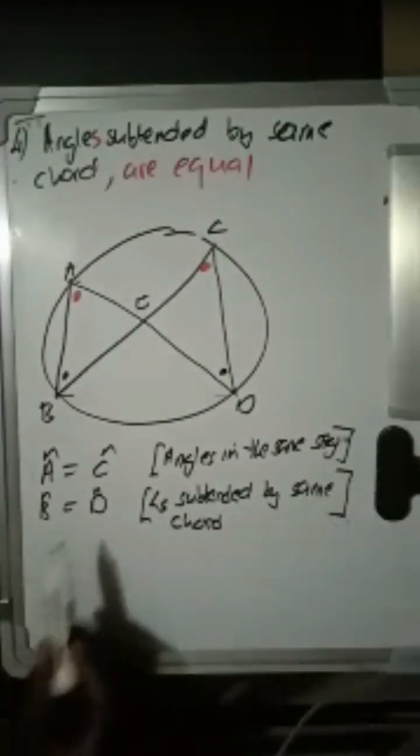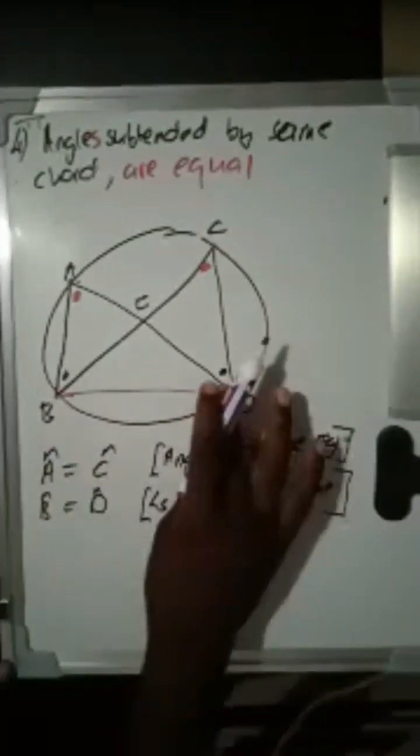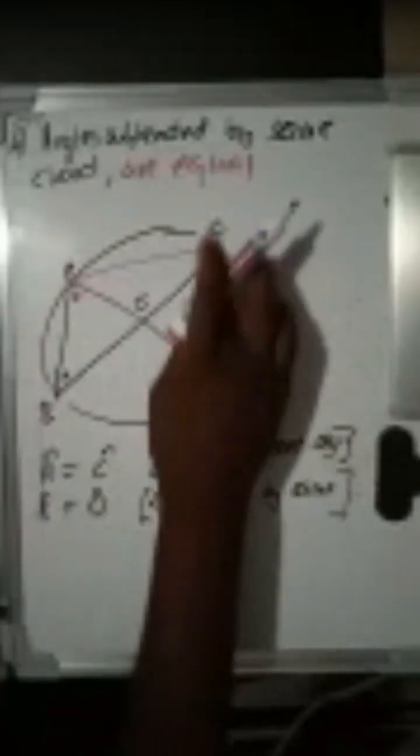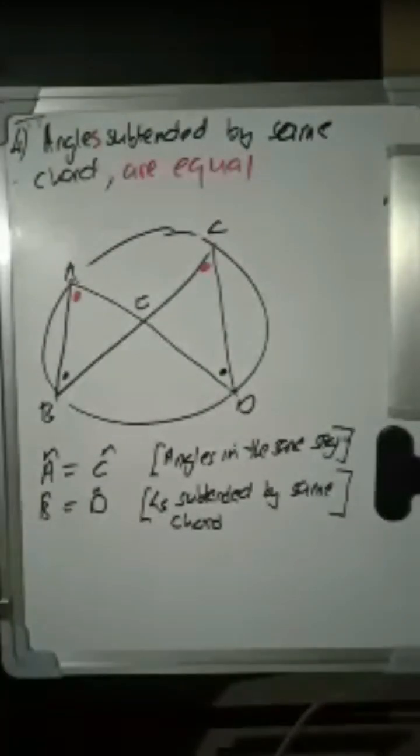Okay, so we saw the chord that I drew up in red, that one, BD is the chord. Then also AC is a chord subtending B and D. Okay, so guys, this is the other one, which is the fourth one, angles subtended by the same chord.